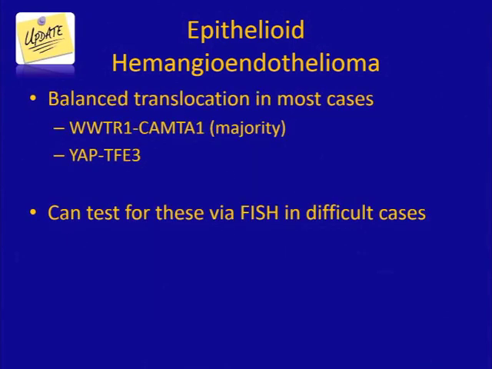More recently, Brian Rubin at Cleveland Clinic and some others have described that there is a translocation in epithelioid hemangioendothelioma, the WWTR1-CAMTA1 translocation, and that's found in the majority of EHEs. A small subset will have a different translocation, YAP-TFE3. So you can test for these via FISH in difficult cases. I actually have one right now that Brian Rubin is doing FISH on, because I think it's probably an epithelioid angiosarcoma, but I want to be sure it's not an unusual malignant epithelioid hemangioendothelioma, because there's a treatment difference for the patient. So that's a useful test in challenging cases.